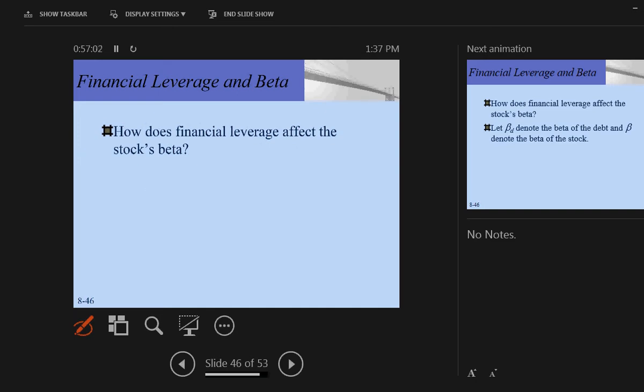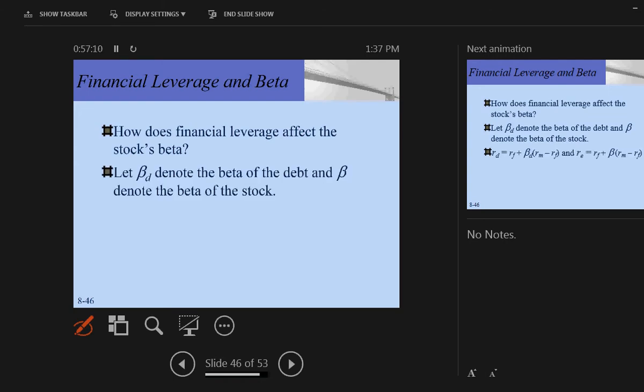I want you to distinguish between the stock of this company and the actual assets of the company. That's a very big difference. Let's assume that debt has some systematic risk and call that beta D. And then beta with no subscript is going to denote the beta of the stock.